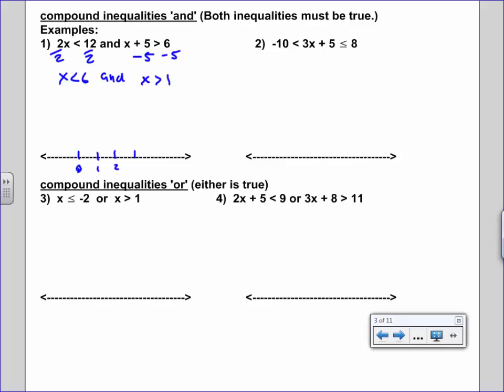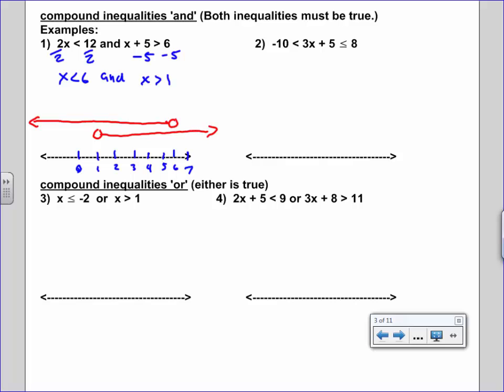Just marking off our graph. Now I'm going to graph both of these above the line. X is less than 6. It would be an open circle at 6. It would graph to the right. And x is greater than 1. X is greater than 1 would be this.